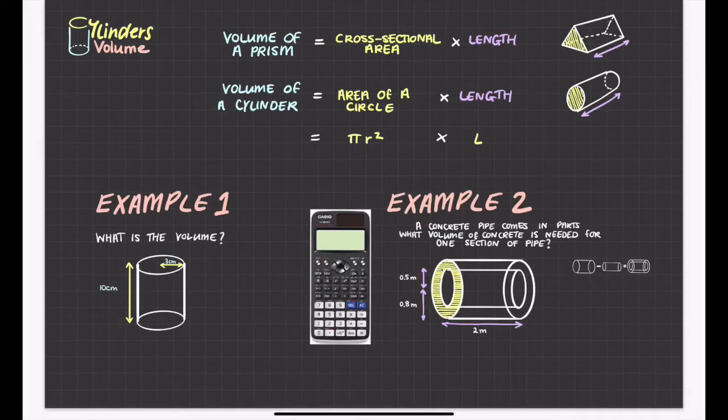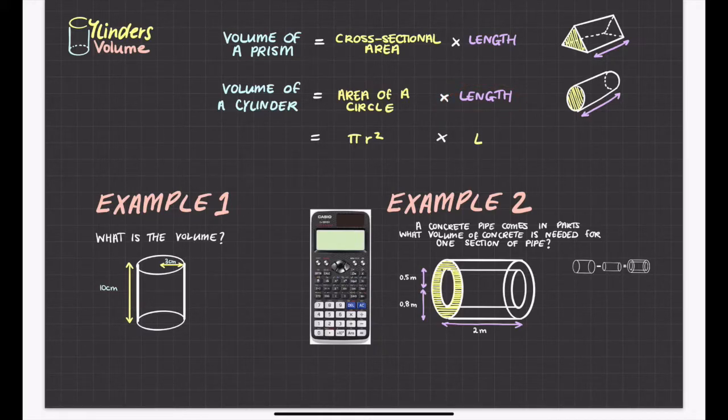Hey guys, in this video we're going to look at the volume of a cylinder, and this follows on from the volume of a prism. In fact, it's very similar. For the volume of a prism, we had a cross-sectional area which we multiplied by a length, and that gave us a volume. And for a cylinder it's exactly the same. We've got a cross-sectional area and we times it by the length.